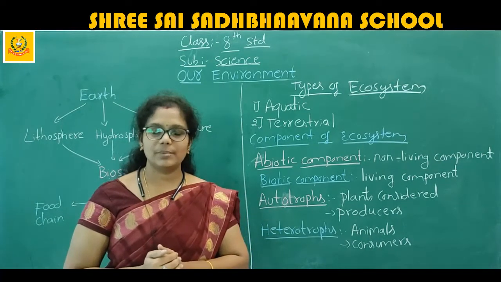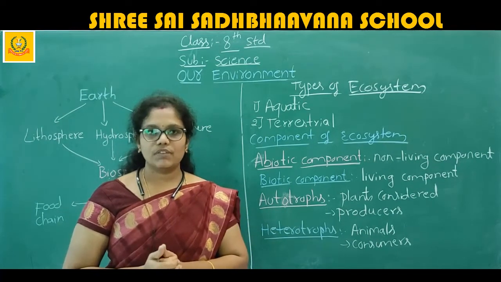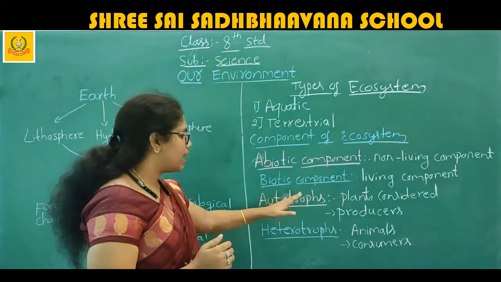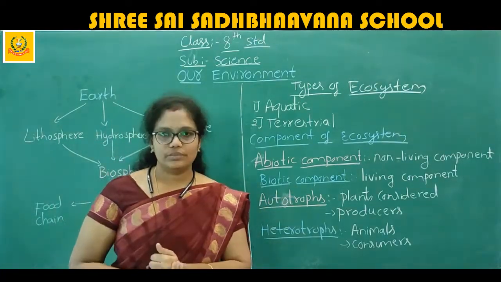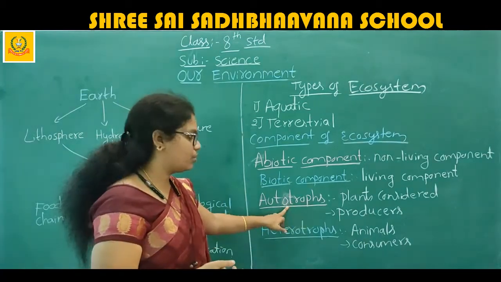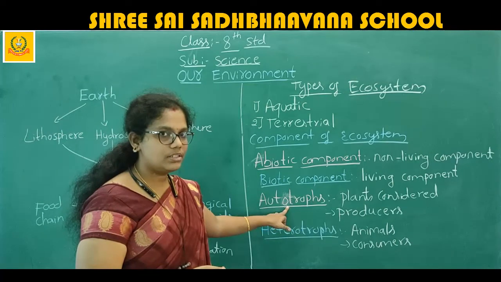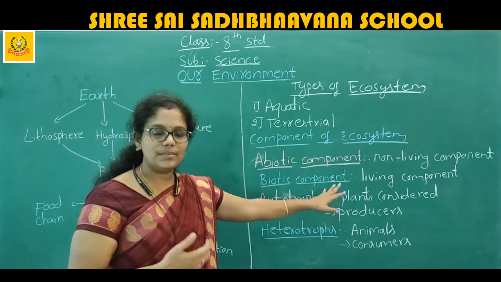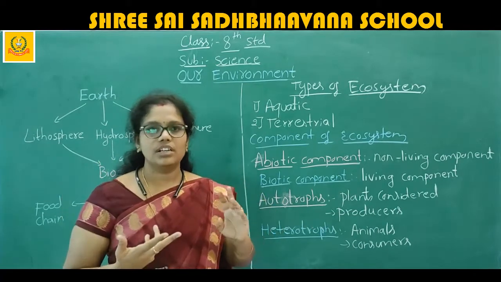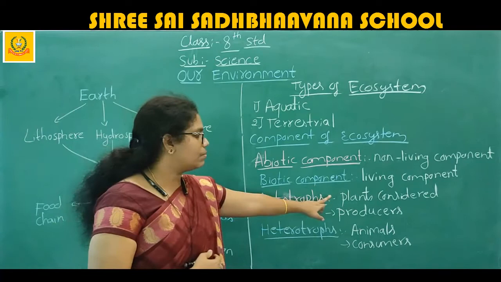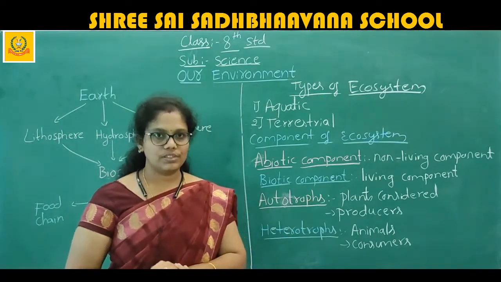How do plants prepare their own food? By the process of photosynthesis, right? By the process of photosynthesis, all plants obtain their own food. Therefore, we consider plants as autotrophs. Autotrophs are organisms which depend on their own food. Therefore, we consider plants as autotrophs.